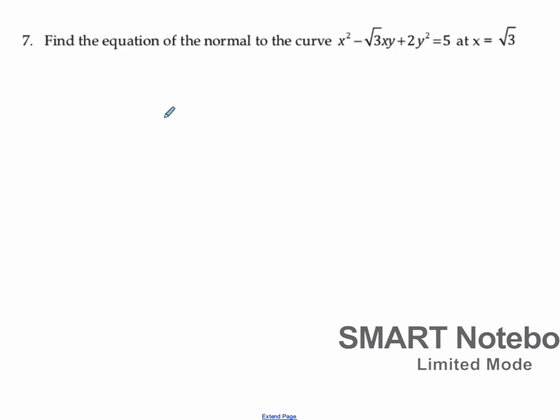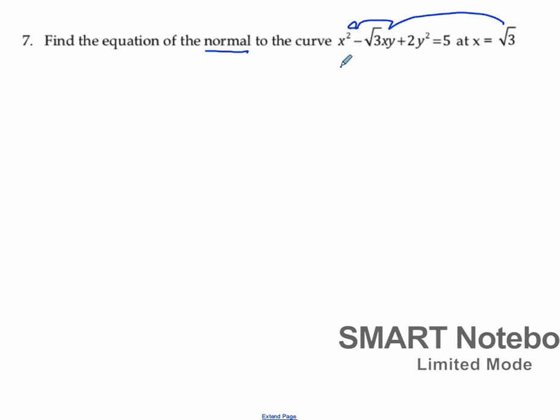Okay, in our next example, we're going to find the equation of the normal to the curve. Alright, so let's, well, actually first, we're obviously going to have to find the derivative, but we will need the y value at this point. Okay, so we will need that in a second, so let's go ahead and do that first. To get the y value at this point when x equals root 3, we're just going to plug in root 3 for the x value, right?